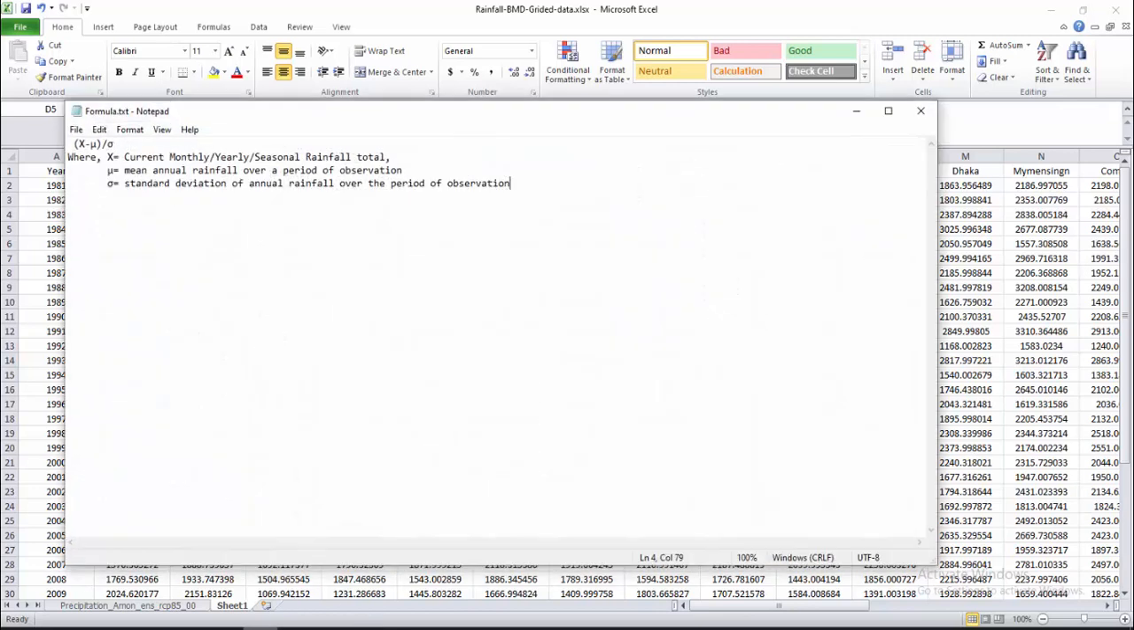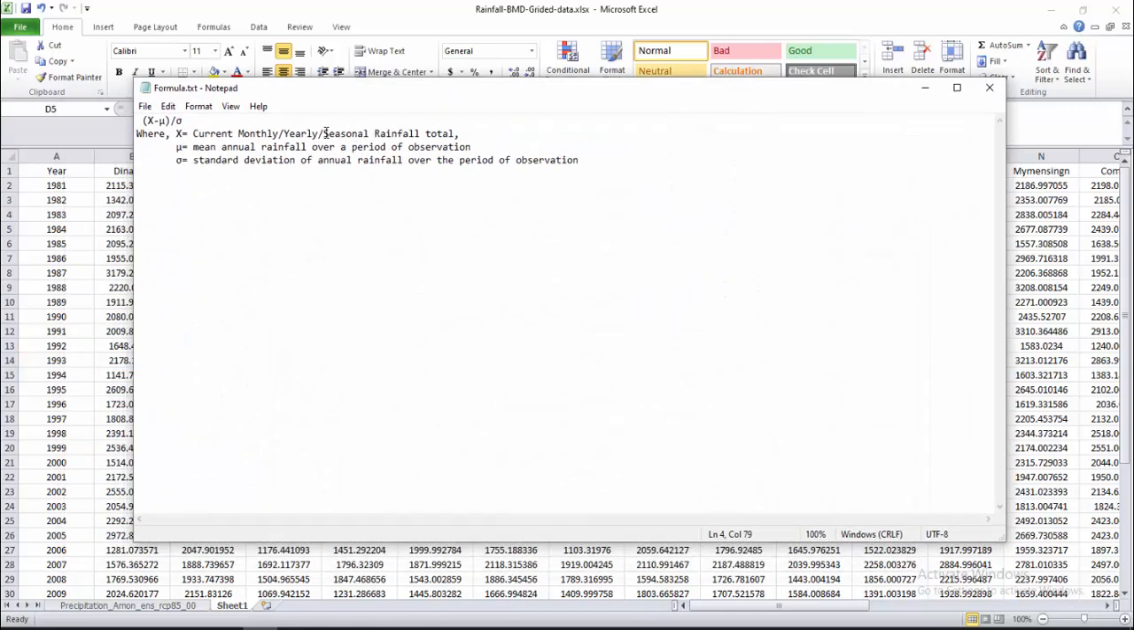First I want to show you the formula to calculate SAI, Standardized Anomaly Index. Here you can see the formula is x minus mu divided by sigma. Here x equals the current monthly, yearly or seasonal rainfall total, that is the observed data, mu equals the mean annual rainfall over a period of observation, and sigma equals the standard deviation of annual rainfall over the period of observation.